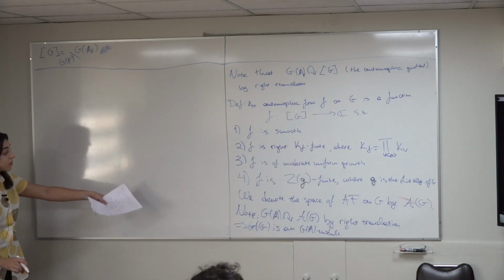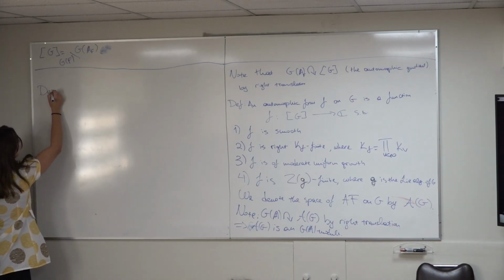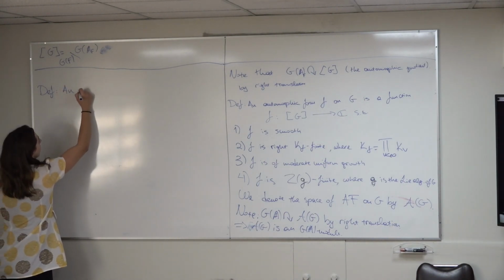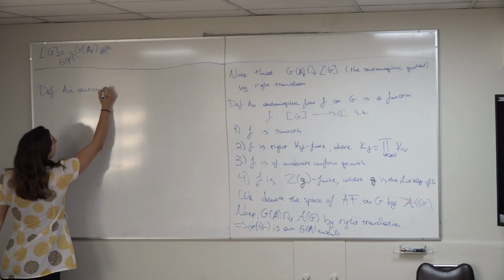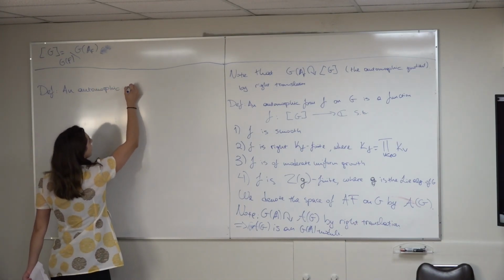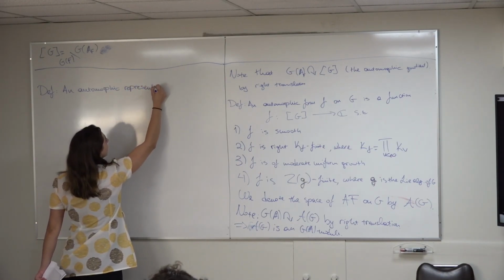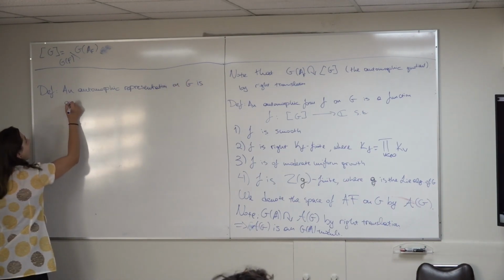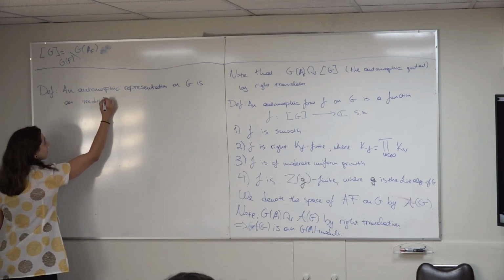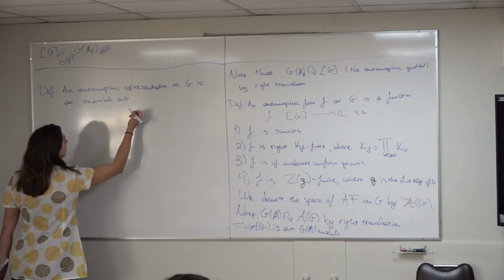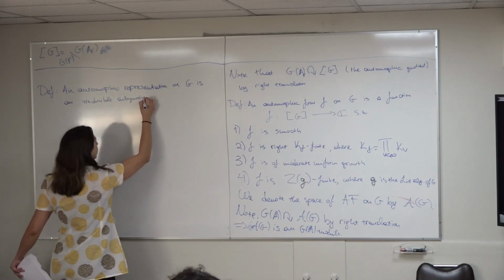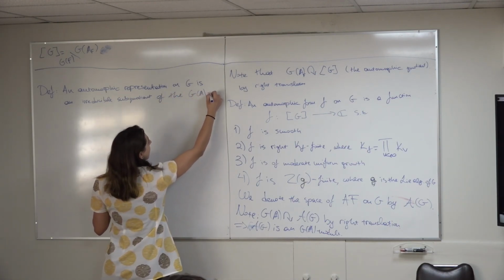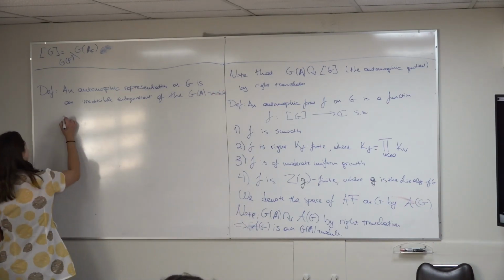Right, so this allows us to move forward and have a second definition, which is that of automorphic representations. An automorphic representation on G is an irreducible subquotient of the G of the Adels module A(G). Oops.